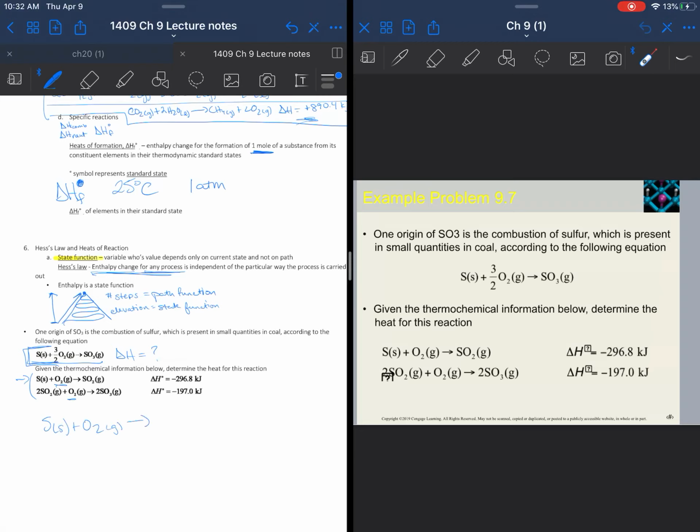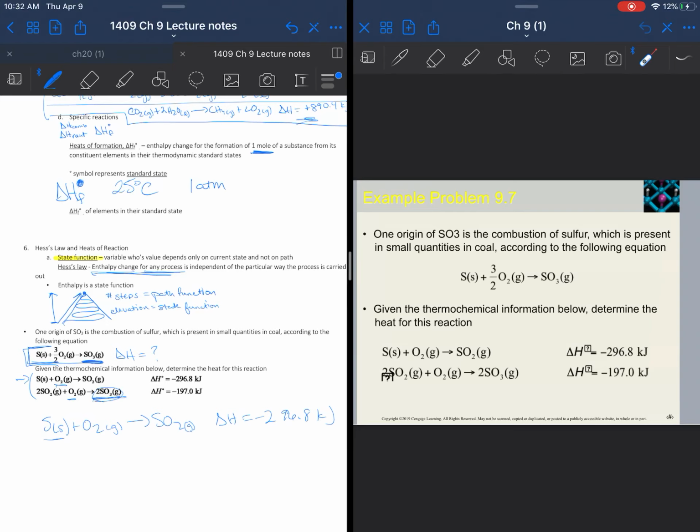Let's start with sulfur. We want sulfur, 1 mole of it, to be in the starting material side. So we're going to write down that first reaction. It has 1 mole of sulfur reacting with O2, giving us sulfur dioxide. And since we didn't change anything, we're not going to change delta H. It's going to be negative 296.8 kilojoules.